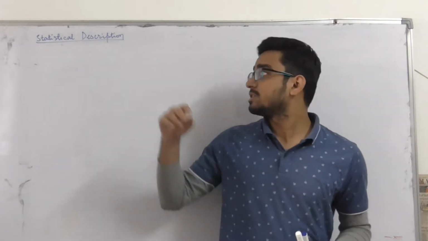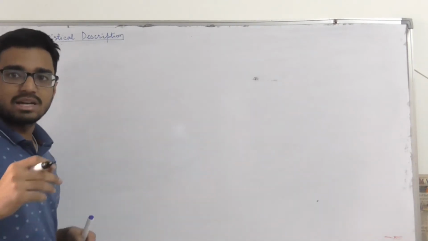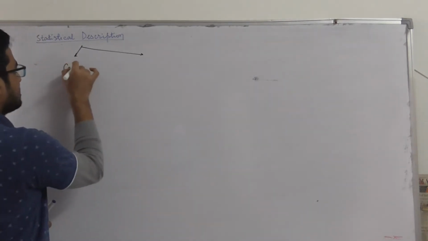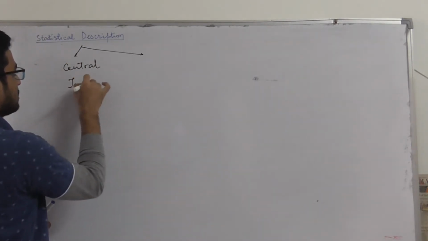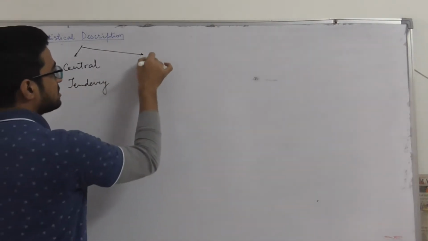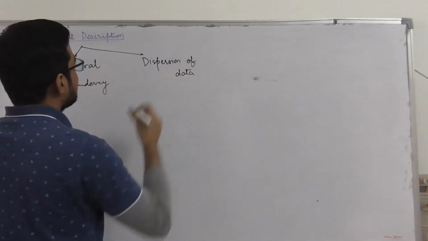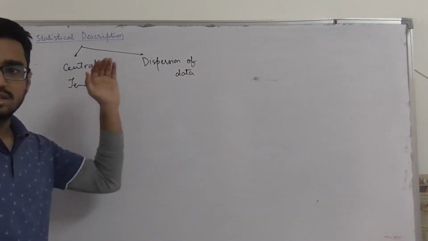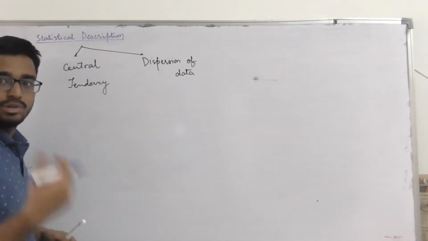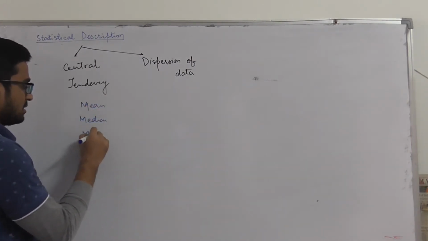Let's start our discussion on the statistical description. Basically, there are two types of statistical description we are concerned about. The first one is the central tendency, and the other is the dispersion of data. In these two types, we see the statistical description of our data, and in the central tendency, we usually talk about the 3 M's, that is the mean, median, and mode.